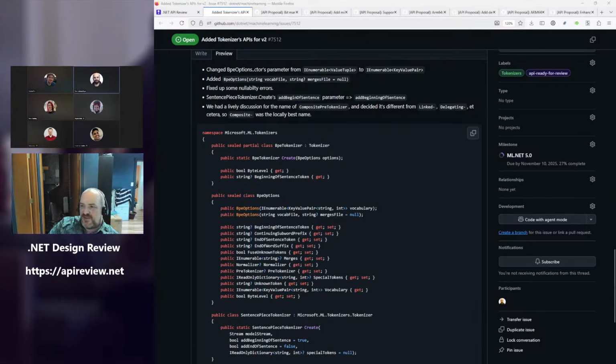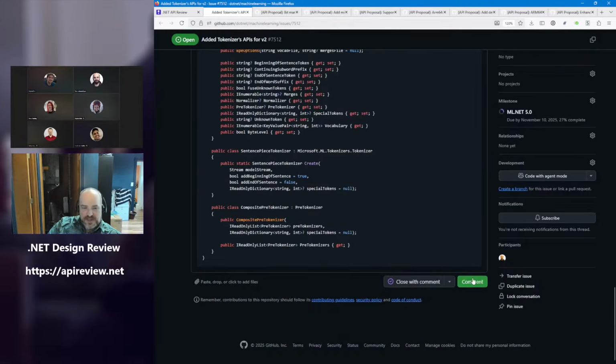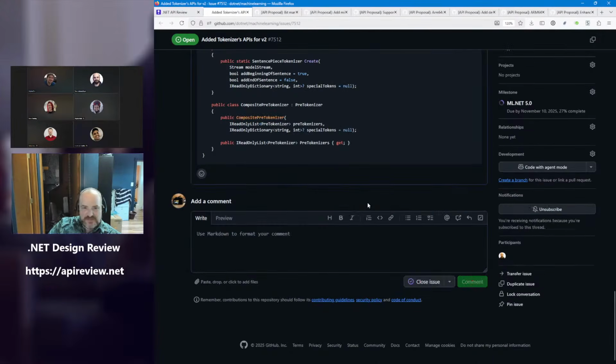And I'm just double checking that I copied vocab and merges file from BPE tokenizer correctly. I guess you had it above, but I'll just make sure that it matches here. Yep, vocab file and merges file. Okay. All right. Anything else? Yeah, thank you for the feedback.